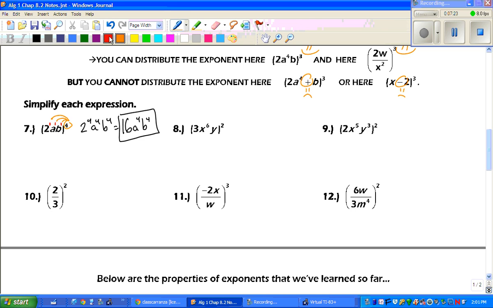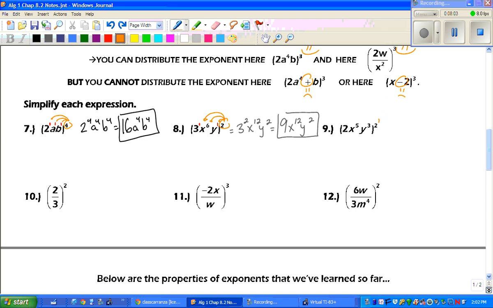All right. So once again, that 3 is a 1, and so is the y. And distribute the 2 to everything, which would give us 3 squared x to the 12th y to the second power. And that changes to 9x to the 12th y squared, because 3 squared, 3 to the second power, is really 9.